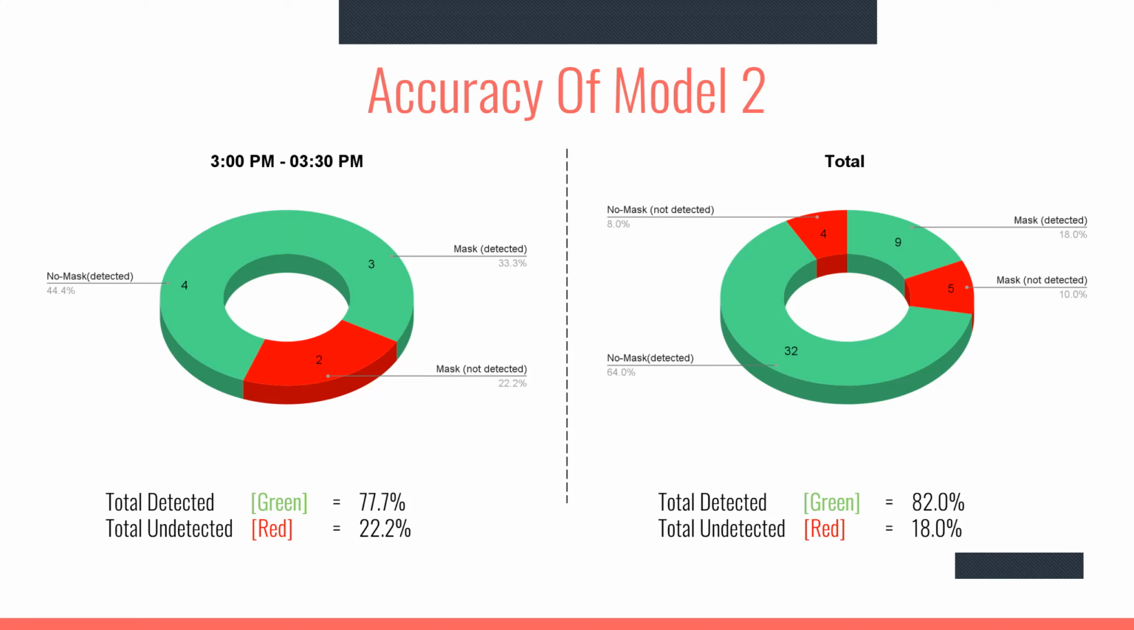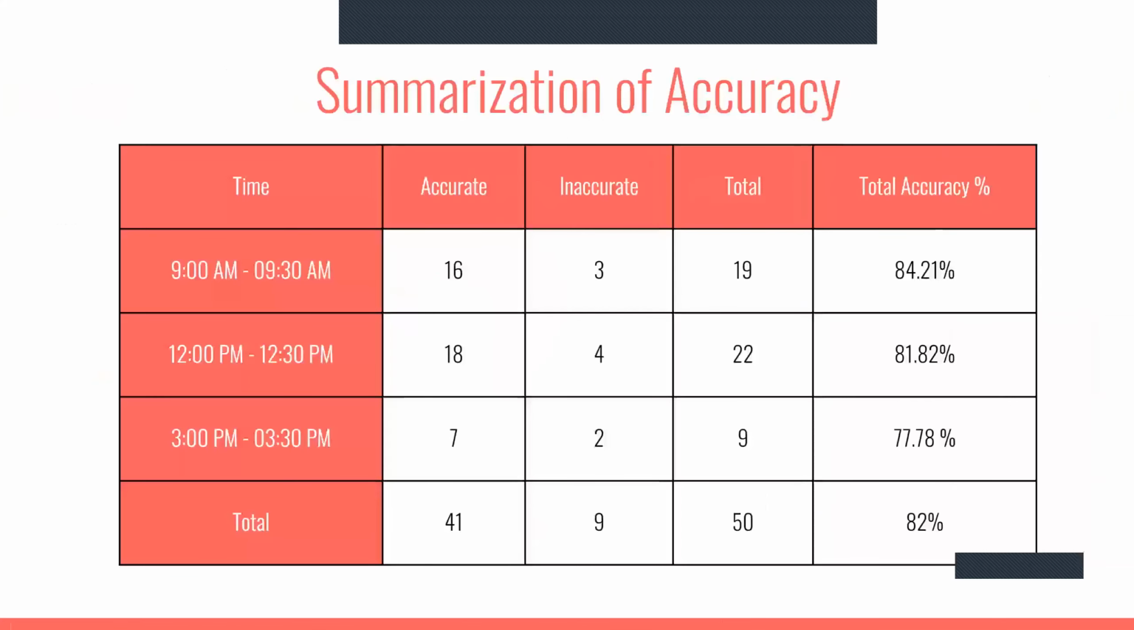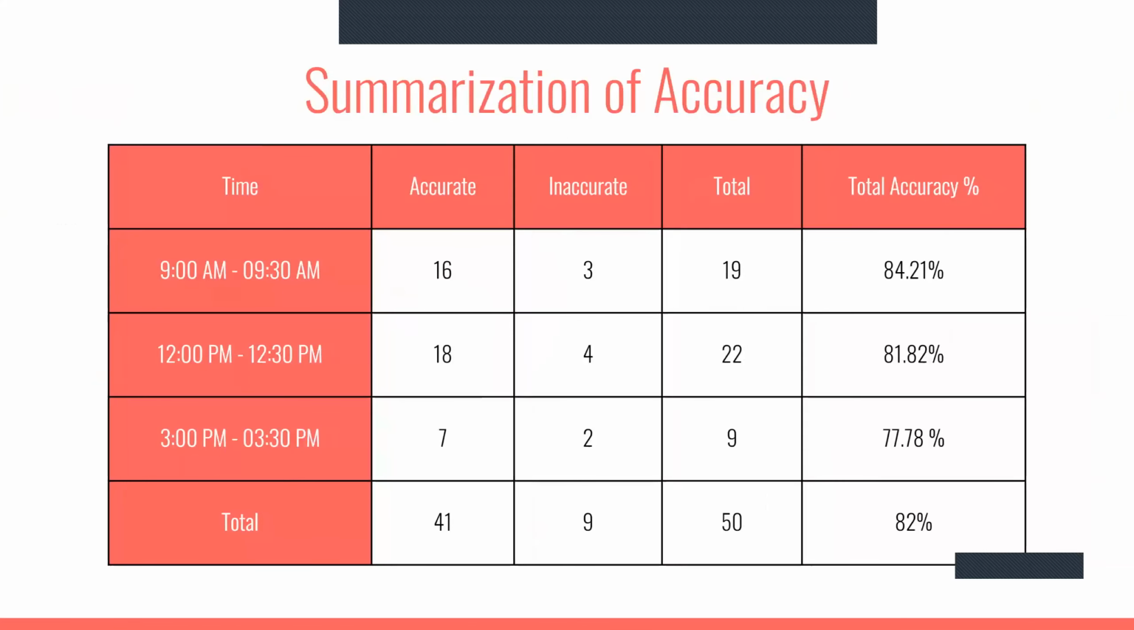Here's another pie graph representing 3 p.m. And our total, and it's the same thing, detected and red being undetected. So here's the summarization of the accuracy, but in a table format. It's separated by the time sessions and a row and a column just for the total. And for the columns, we have an accurate, inaccurate, and a total accuracy percentage.